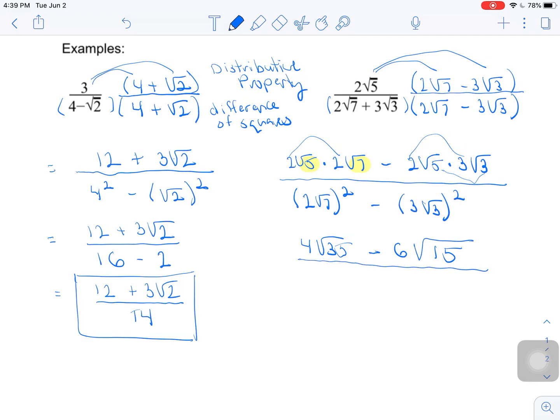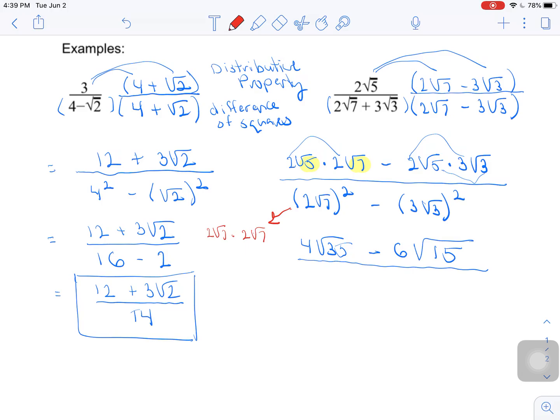Now, the bottom. But you have to remember with this, and I'm going to do a little aside here because it helps if you see this expanded out. When you square a number, you're actually multiplying it by itself. So 2 times the square root of 7 squared is really 2 times the square root of 7 times 2 times the square root of 7.